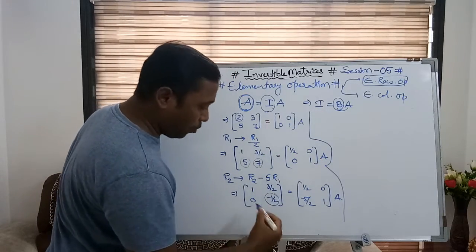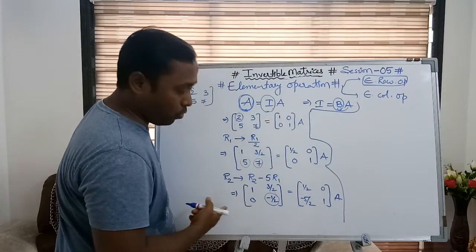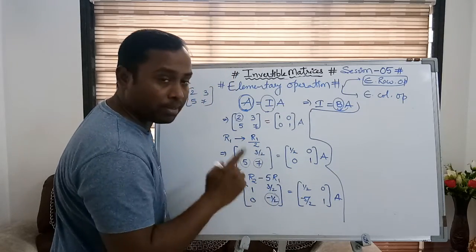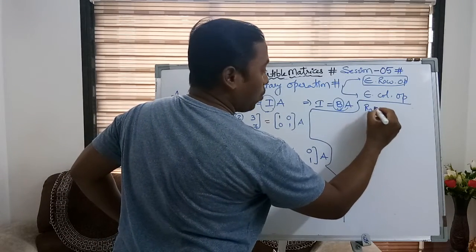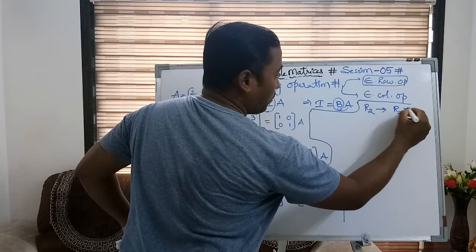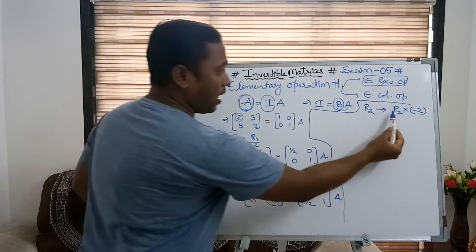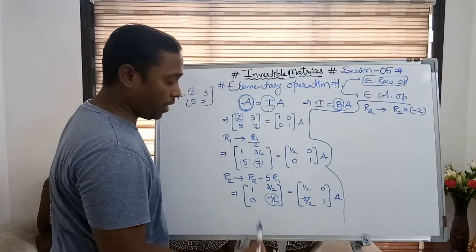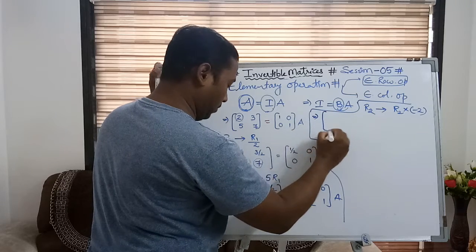So what I am doing here, I am writing the operation. I am going to change which row? R2. I am going to disturb the R2. So R1 will remain the same. R2 row is going to change, like R2 is multiplied by minus 2. So hence R2 के सारे elements minus 2 से multiply होंगे, R1 remain same होगा. So I am writing that step here.